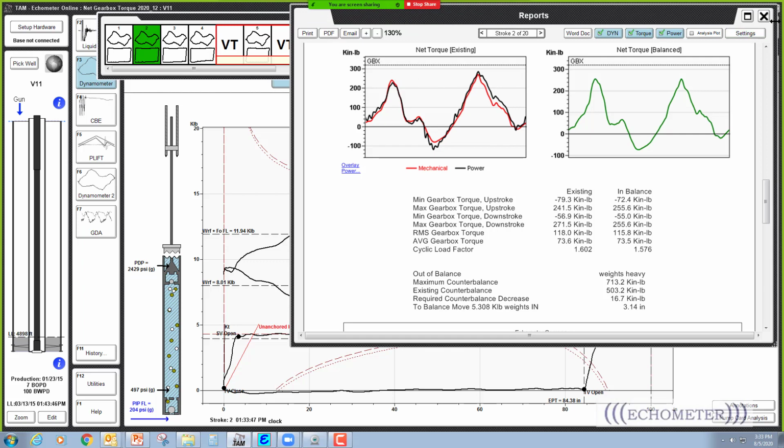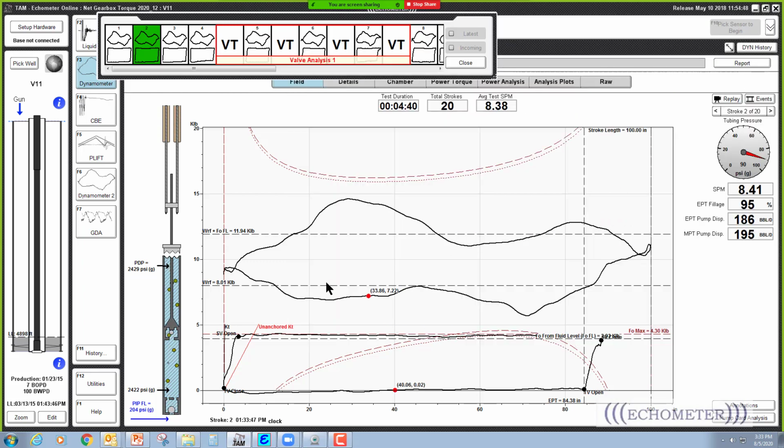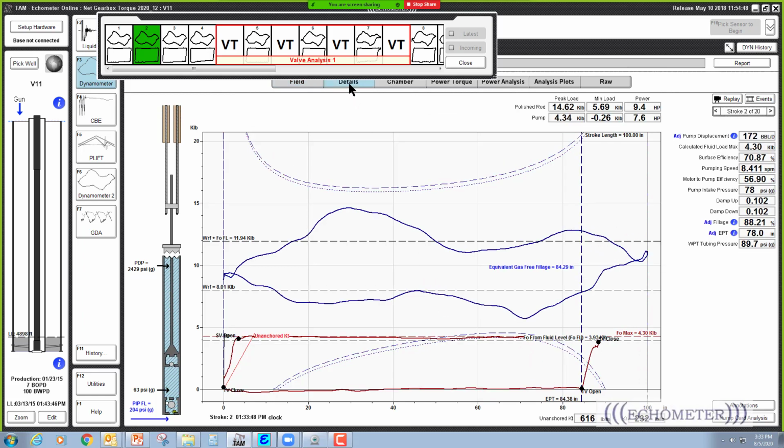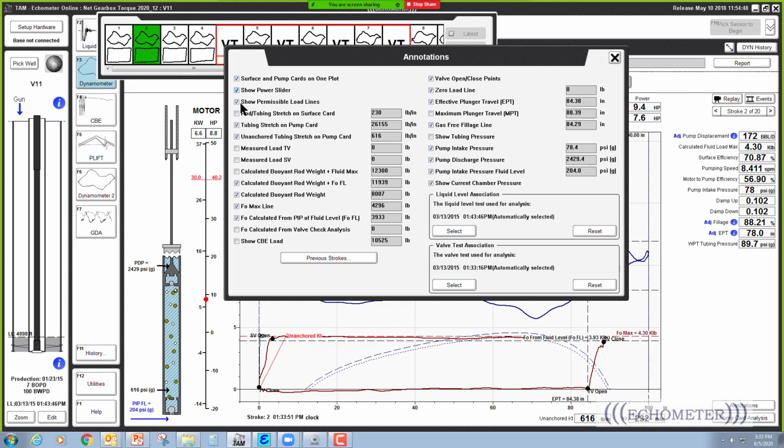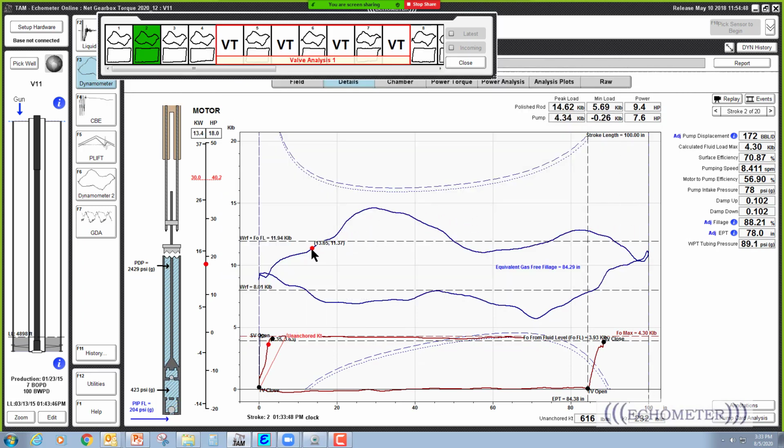We've already talked about this. If you look right here, we're looking at the field view. If we go to the details view and we go to annotations, and I want to display the power slider, there's an option for the power slider. Power slider, right there. And so now, if we measure power and we move through the stroke, we'll see this little red dot in sync with the dot on our surface card.